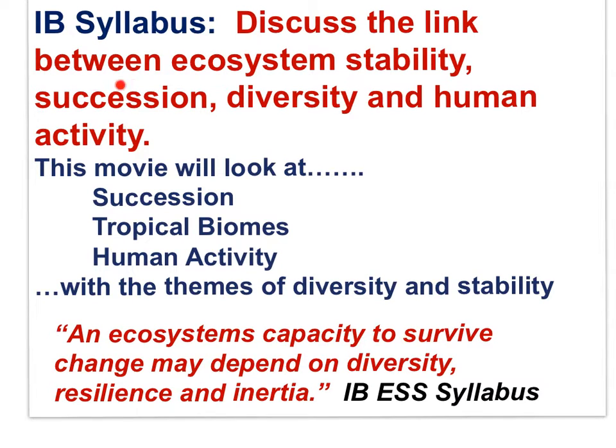Discuss the link between ecosystem stability, succession, diversity, and human activity. An ecosystem's capacity to survive and change may depend on diversity, resilience, and inertia. This movie will look at succession, tropical biomes, and human activity within the theme of diversity and stability.